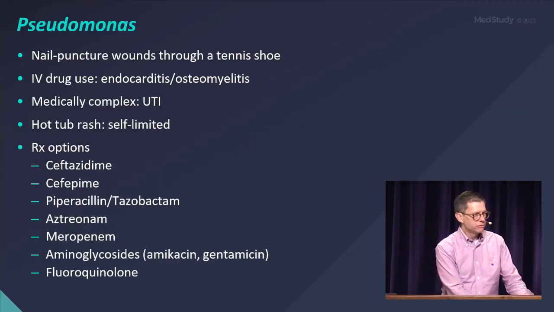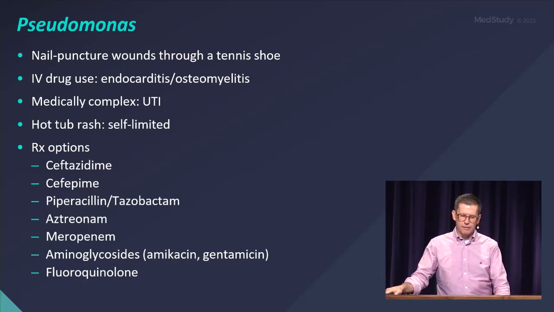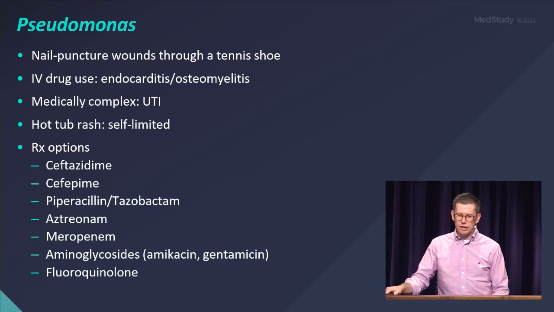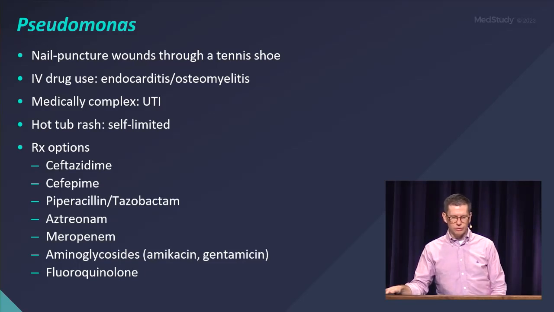Pseudomonas, another gram-negative. So we think about that with IV drug users, and it can cause endocarditis or osteomyelitis. You can also have a nail puncture through a tennis shoe causing Pseudomonas. In kids who are medically complex, it can cause recurrent UTIs. In a hot tub, it might give you a rash, in someone who's lounging, it's usually a self-limited illness. You don't need to give systemic therapy for that.